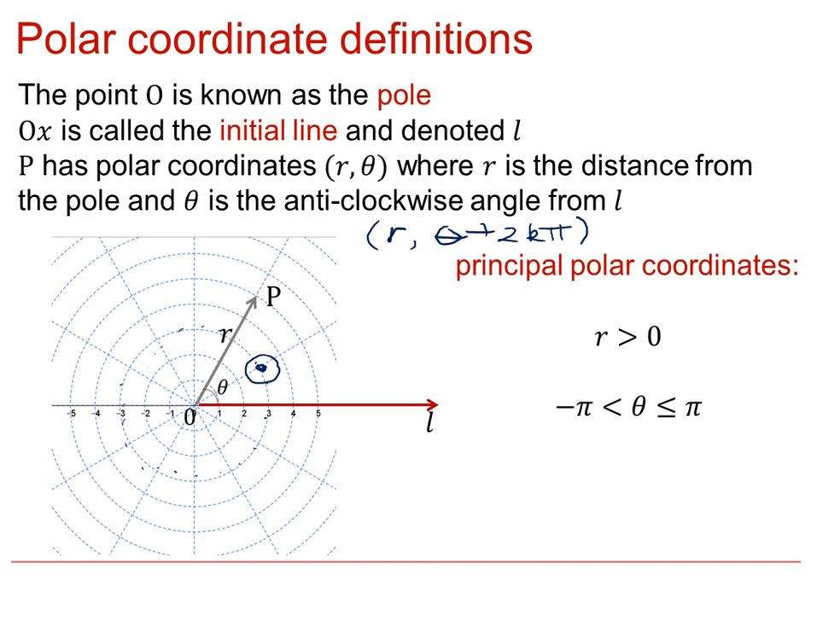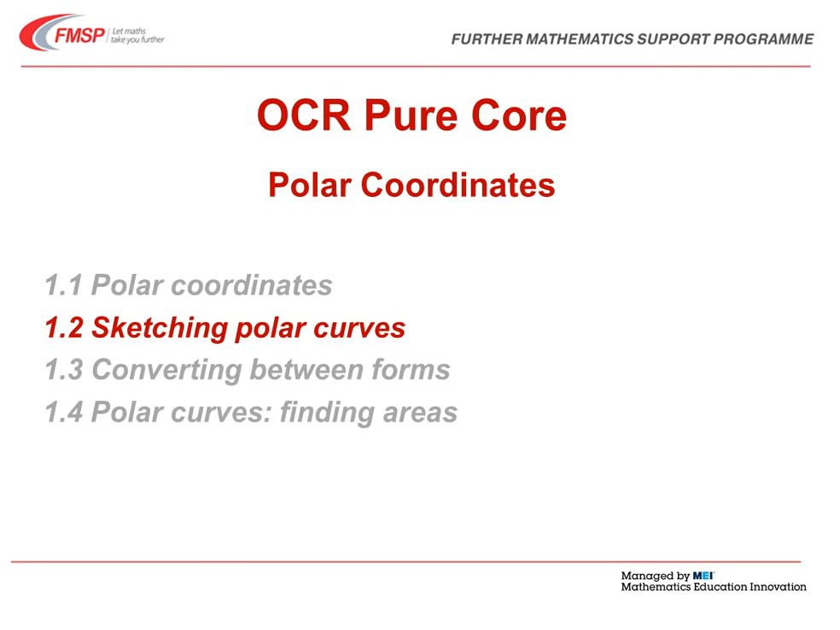If we do want a unique definition for the point P, we would use what we call the principal polar coordinates. Here r is greater than 0 and theta lies between minus pi and pi, less than or equal to pi. Note the similarity with the convention used for complex numbers in modulus argument form. In the next video, we will see how to sketch curves with polar coordinate equations.